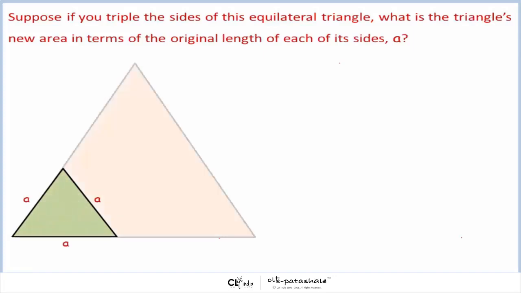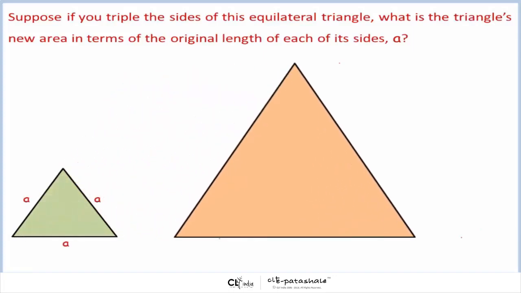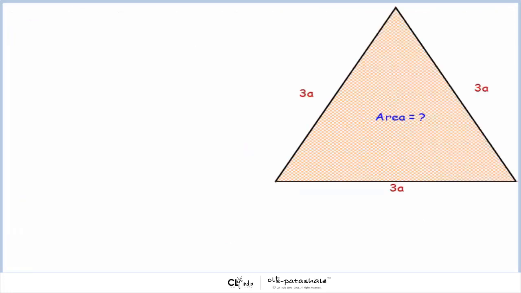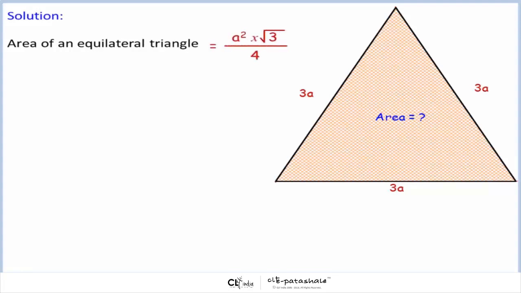Suppose you triple the sides of this equilateral triangle. What is the triangle's new area in terms of the original length of each of its sides A? Solution. Area of an equilateral triangle is equal to A square multiplied by square root of 3 divided by 4.